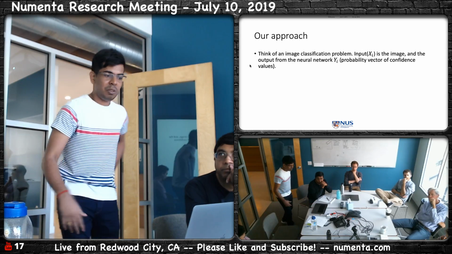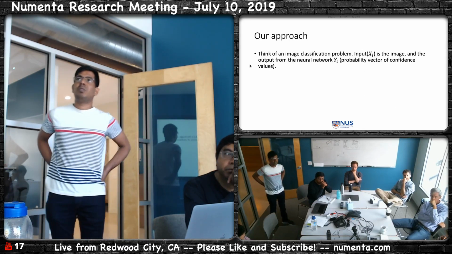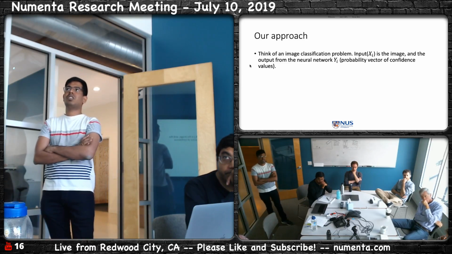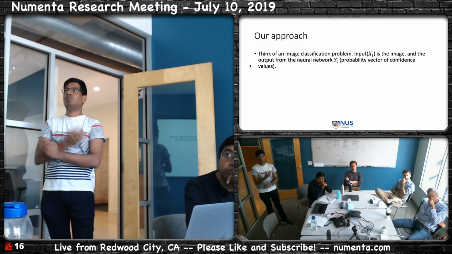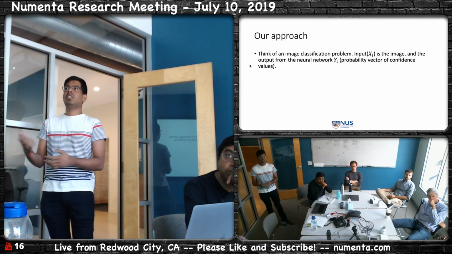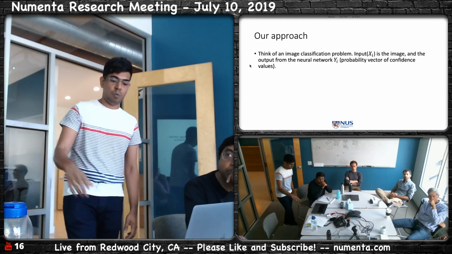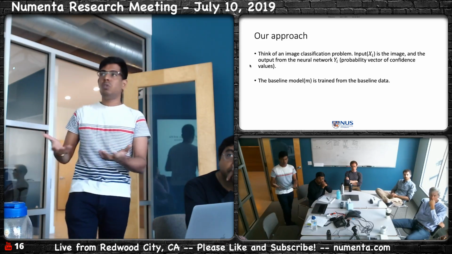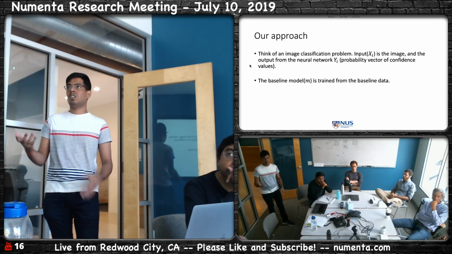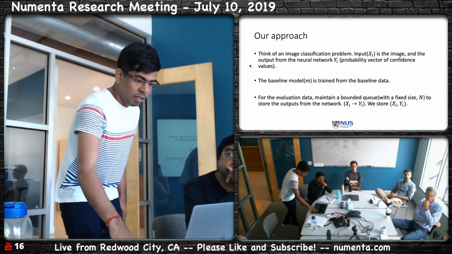So I'm going to explain our approach. The first one is just an image classification problem. We have a neural network, so when you input an image, you will get a vector of probability. I'm denoting these by xi and yi. You train the baseline model using some data. So the model is M.